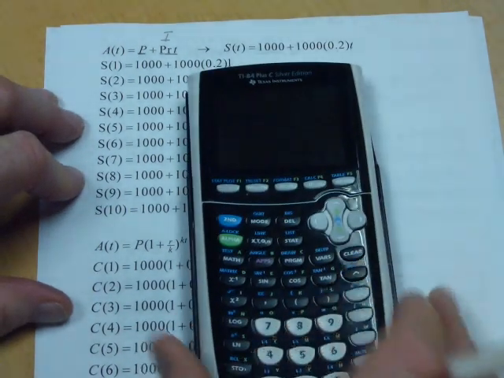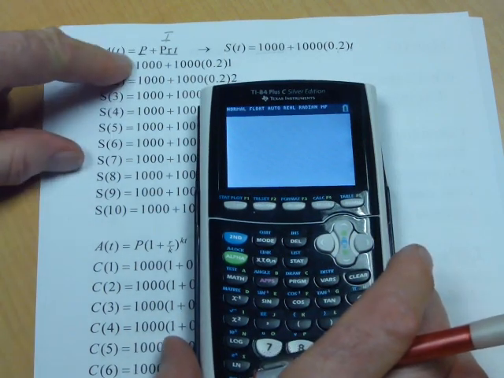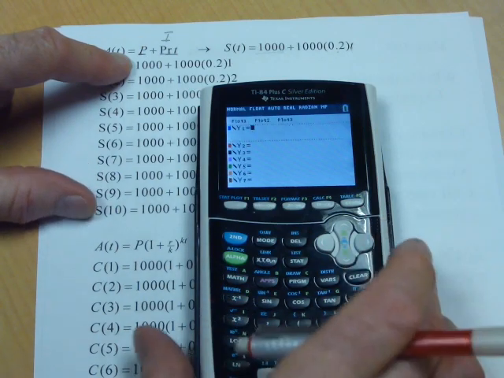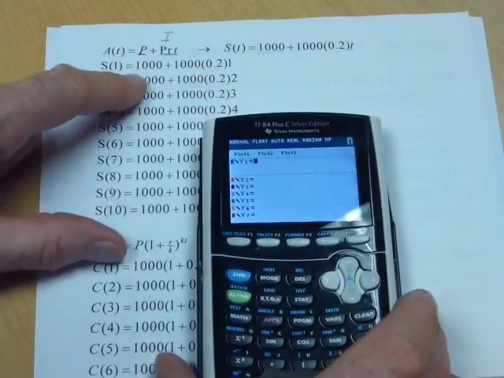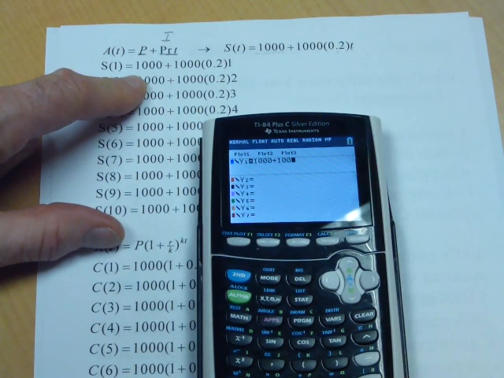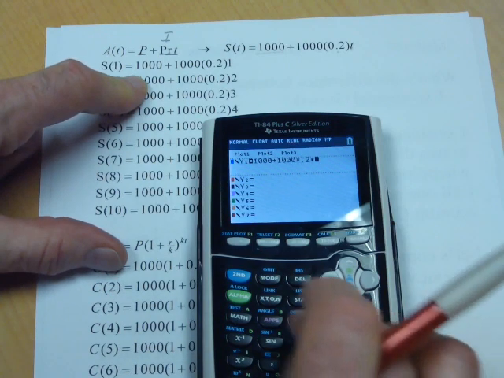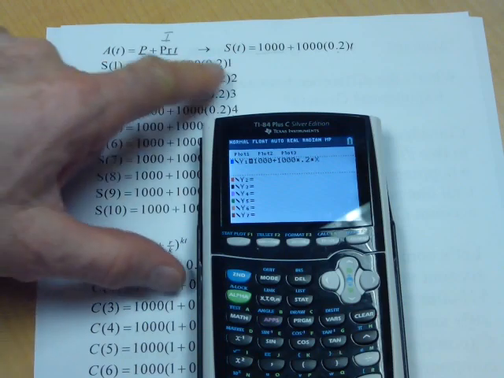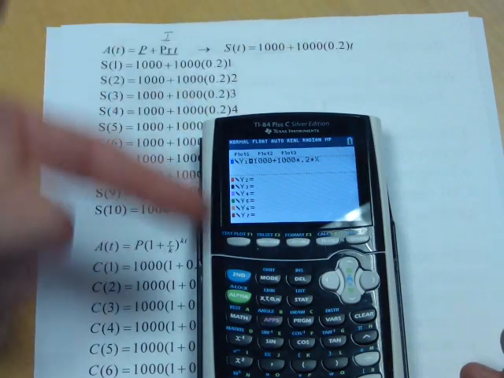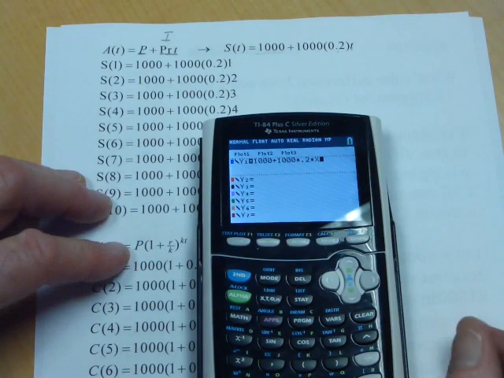We can put this in our calculator to do this a little more quickly. You may have to do this one step at a time if you don't use a calculator that you can enter a formula in. So we're going to enter the formula in as 1,000 plus 1,000 times the interest rate, which is 0.2, and times X, because that number is going to vary. So that's our variable X. They use X in the calculator. I'm using T here. It doesn't matter what the variable is.